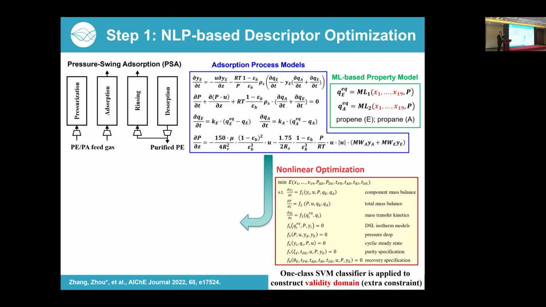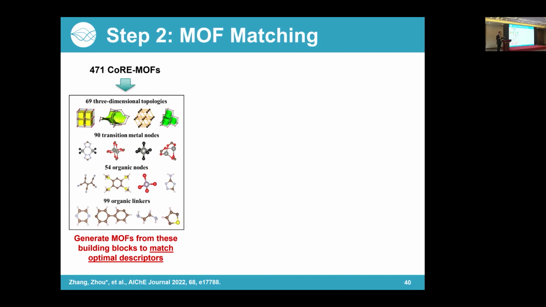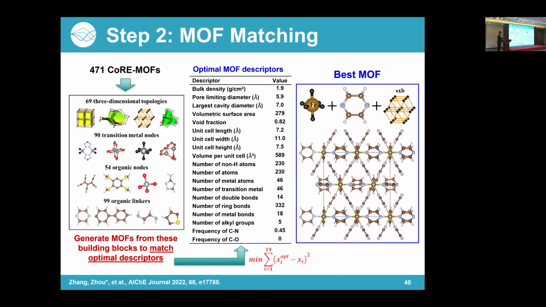Then we can change an MINLP problem into an NLP problem, because the molecule is expressed in descriptors. Then you have to solve the NLP only. After you solve the NLP, what you get is the best descriptor value. The next step is to match the descriptors. How to match the descriptors? You decompose the MOF into different building blocks. Then these are your MOF descriptors. You can just express the distance between your descriptor and the optimal descriptor. Then you find your best MOF.